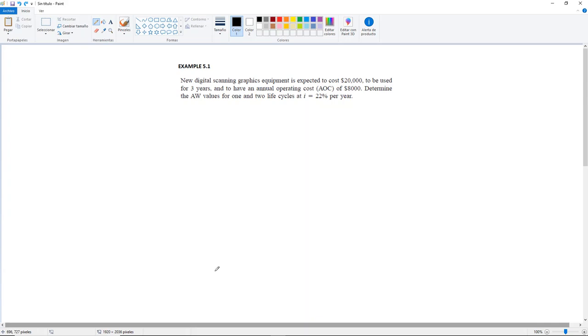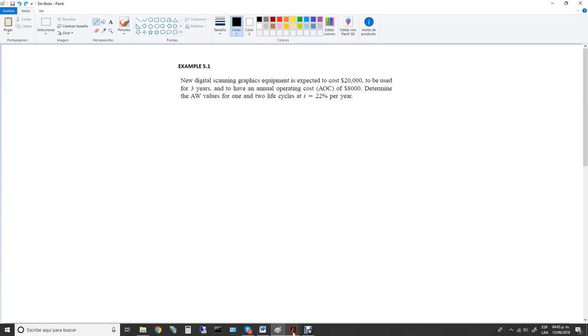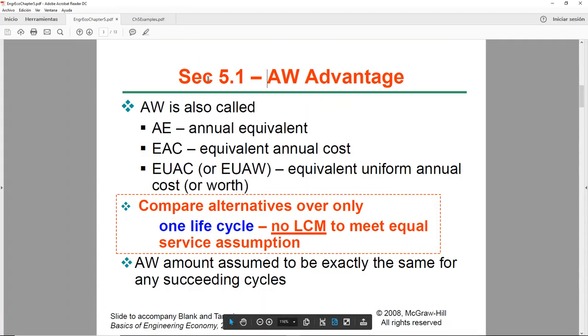Okay, so what example 5.1 is trying to prove is what is mentioned in section 5.1, which states that whenever you are analyzing your alternatives in terms of the annual worth, you are to compare them over only one life cycle. There is no need for LCM. So even though you have 2, 3, 4 alternatives, all with different lives, you should only evaluate them over their respective lives. No LCM. There will be a study period, but the LCM will not be needed.